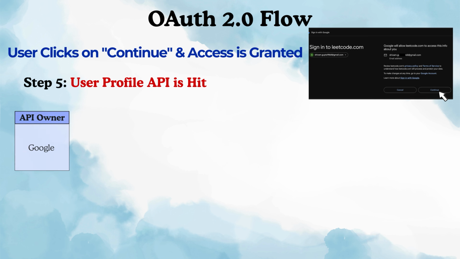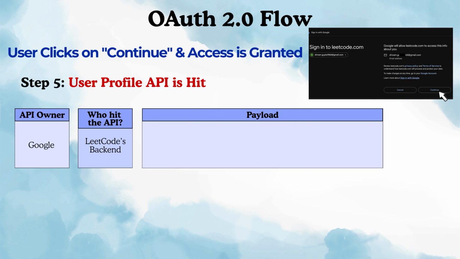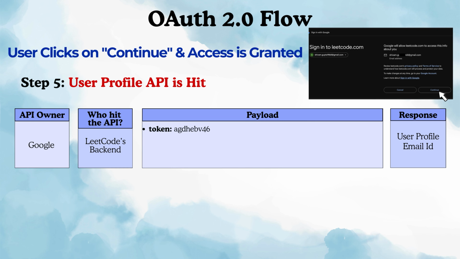Google has exposed many APIs which anyone can hit, and if they have the access token, Google will share that information. So let's say the LeetCode backend server hits Google's fetch profile API, and in the payload it will pass the access token, and in the response of that API, Google will return the user's profile information.